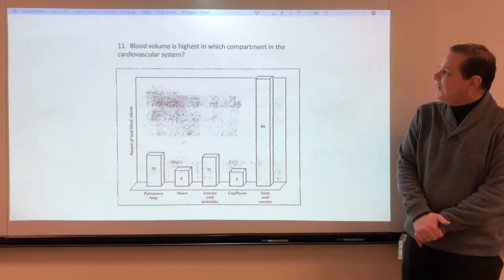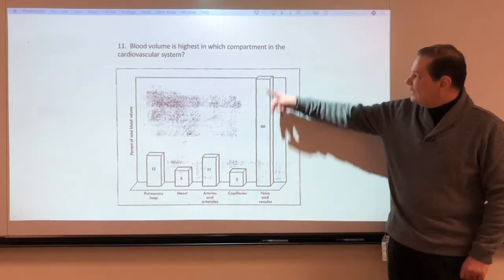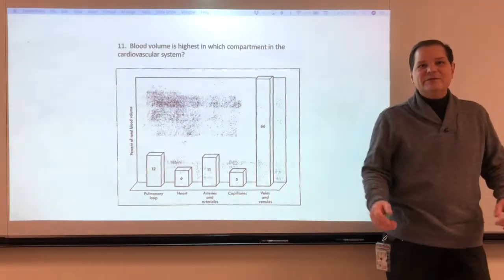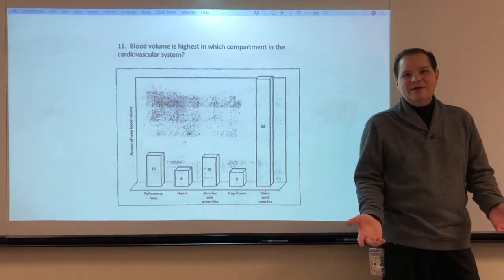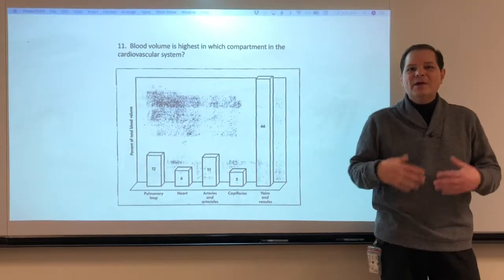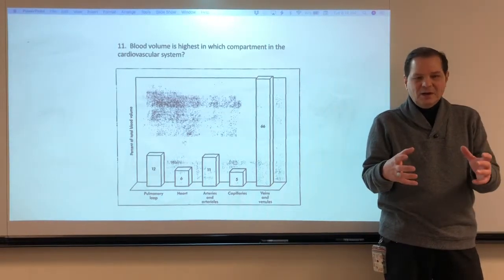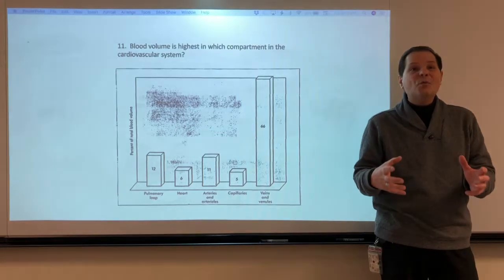Blood volume is higher in which compartment of the cardiovascular system? This is right out of the self-study. It is the veins and venules. That should make sense to you. You've had histology now too. You know that the veins and venules, fairly thin-walled, are really designed to have a high compliance, which means they're designed to hold a large volume at a low pressure.